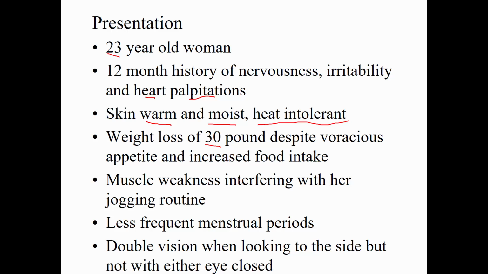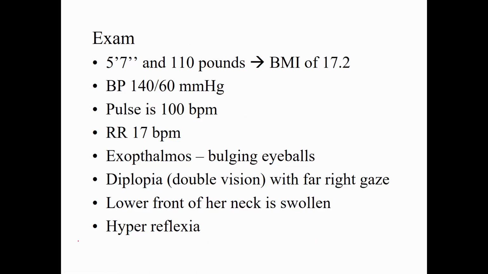She's been a very active person, but she actually has muscle weakness and just is not able to jog like she used to. Her menstrual periods have been affected, and she's having an interesting symptom. She has double vision when she looks to the side. Not if she closes one of her eyes, but when she looks with both eyes, there are occasions when she has double vision. What in the heck is going on here?